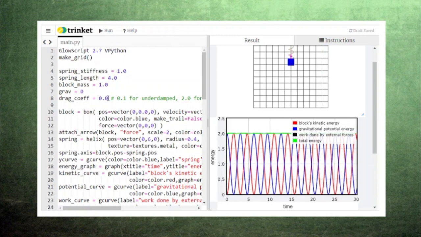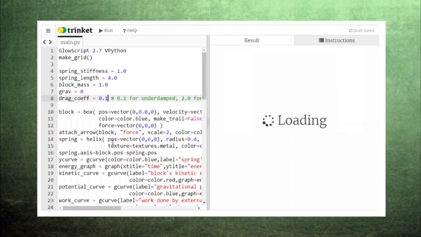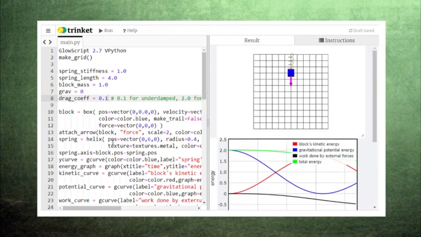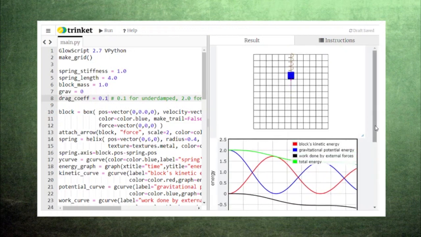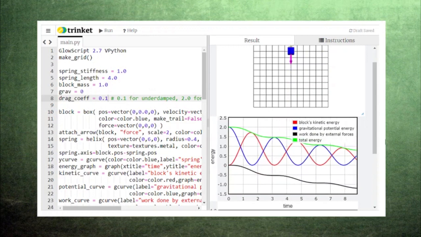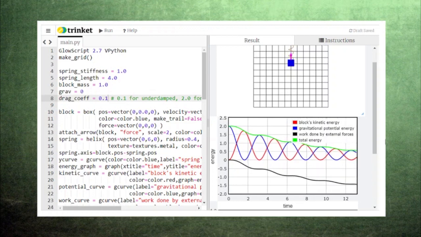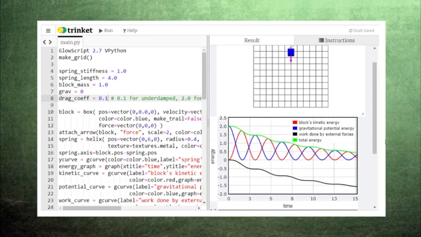Now let's add in air resistance by giving the drag coefficient a small value. As expected, the total energy decreases since the block is losing kinetic energy to the air molecules that it runs into. And the work done by the force of air resistance also tracks downward, accounting for the loss of energy.